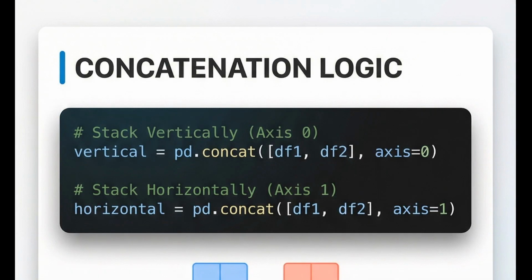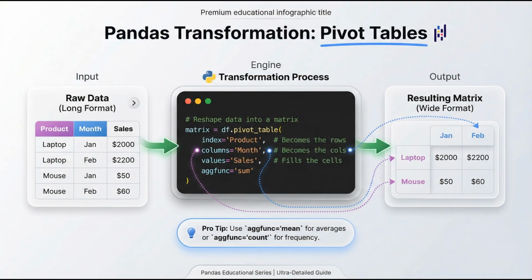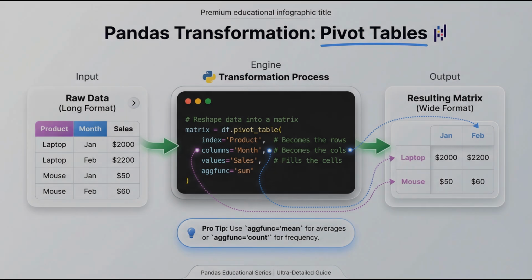Concatenation stacks data frames. Default vertical stacking adds rows, while axis equals 1 stacks columns. Use ignore_index to reset the index if the original labels don't matter. Pivot tables reshape data for reporting. Define your index, columns, and values to summarize raw logs into a readable matrix. It's the Python equivalent of Excel pivots.